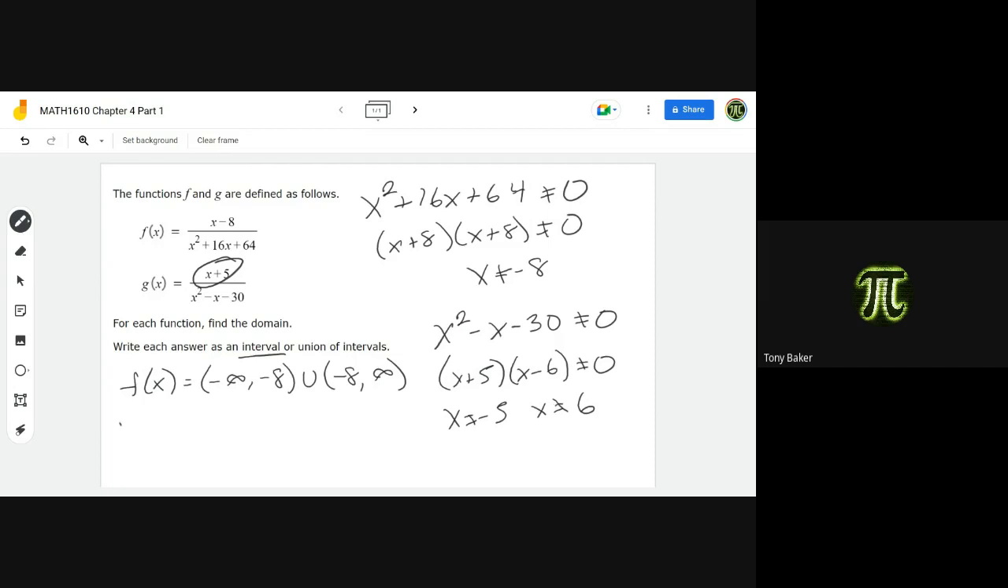So in this case, we're going to have a little bit of a longer list for my domain. I go from negative infinity to negative 5, and then from negative 5 to 6, and then from 6 to infinity. Again, notice that they're all parentheses because I do not want to include those.